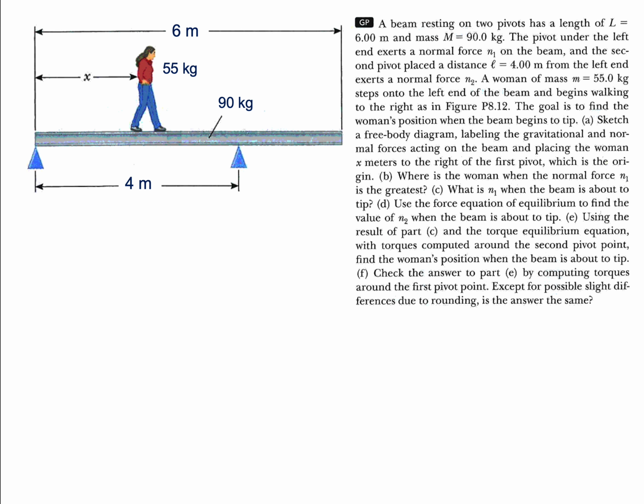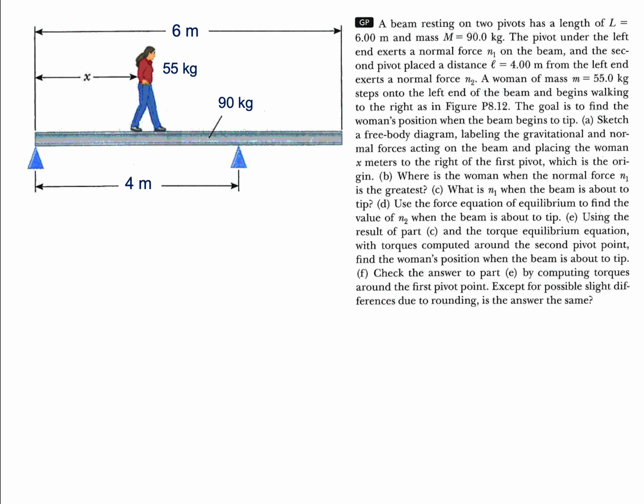So in question number 12, we have a beam resting on two pivot points. The beam has a length of 6 meters and a mass of 90 kilograms, and the pivot on the left end exerts a normal force N1 on the beam, and the second pivot point, placed 4 meters from the left end, exerts a normal force N2. A woman of mass 55 kilograms steps on the left end of the beam and begins to walk to the right, as shown. The goal is to find the woman's position when the beam begins to tip.